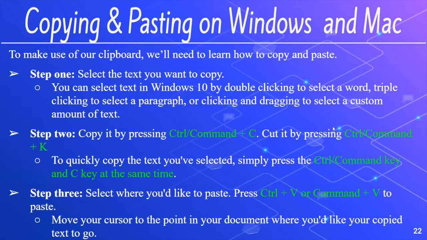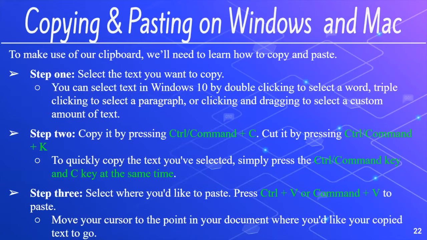Copy pasting on Windows and Mac is pretty simple. To make use of your clipboard, you'll need to know how to copy and paste. Step 1 is to select the text that you want to copy. If you want to select text in Windows 10, double-clicking to select a word is pretty simple. And you can also triple-click to select a paragraph, or click and drag to select a custom amount of text.